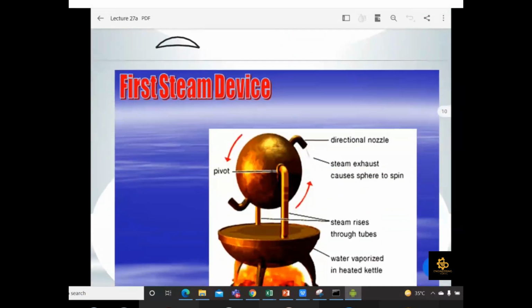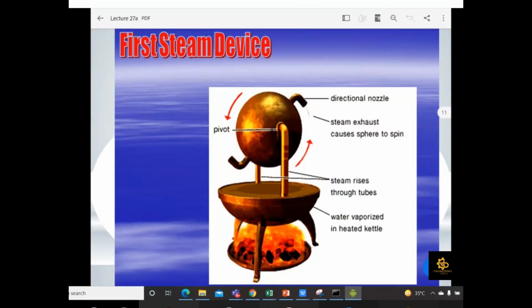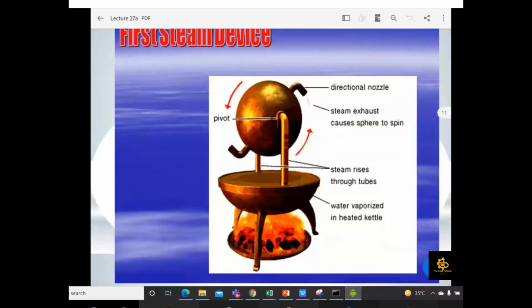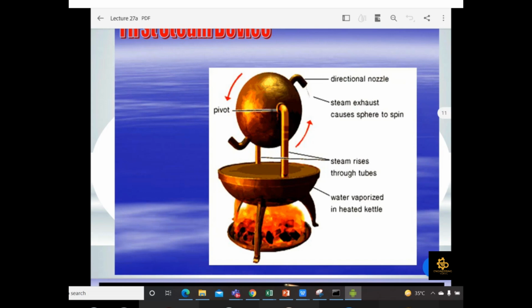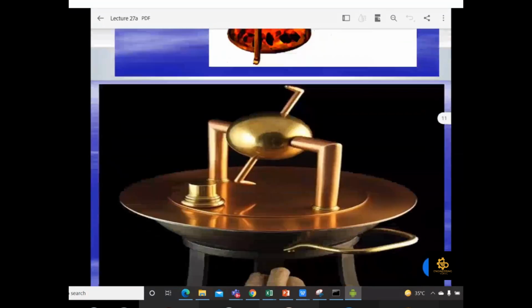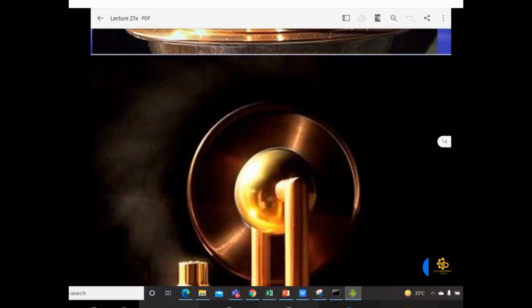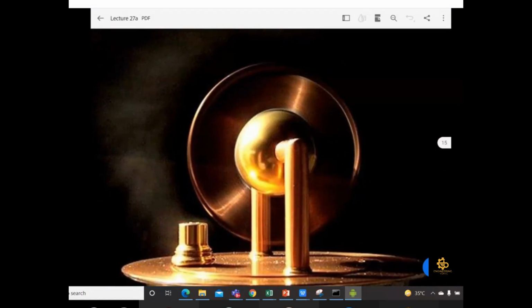Okay, so now coming towards the reaction turbine. Just for your understanding, this is a picture of the first steam device, which uses the same principle that most reaction turbines use. Once steam is generated inside this ball, or sphere, there are two nozzles connected at opposite sides, and due to the reaction forces of the steam, it will start rotating. This is just the basic principle for reaction turbines.